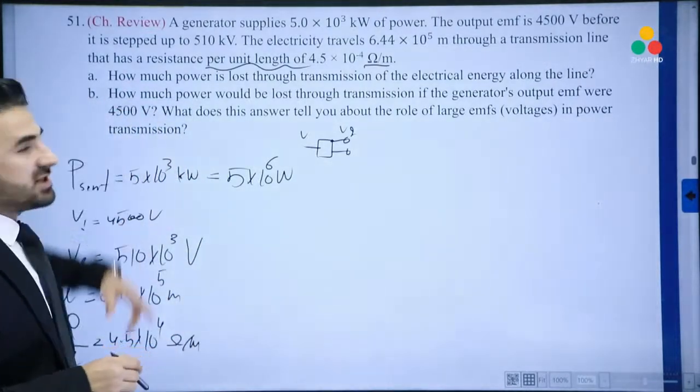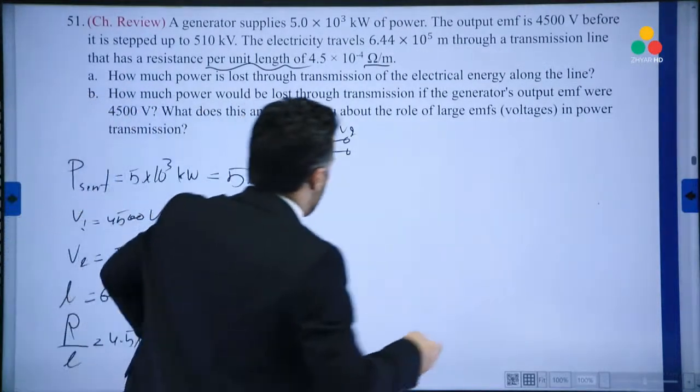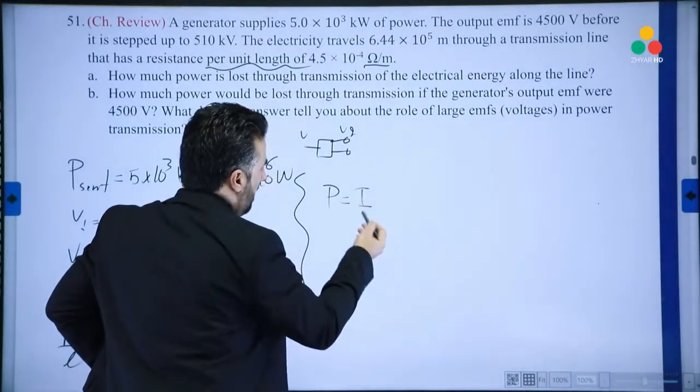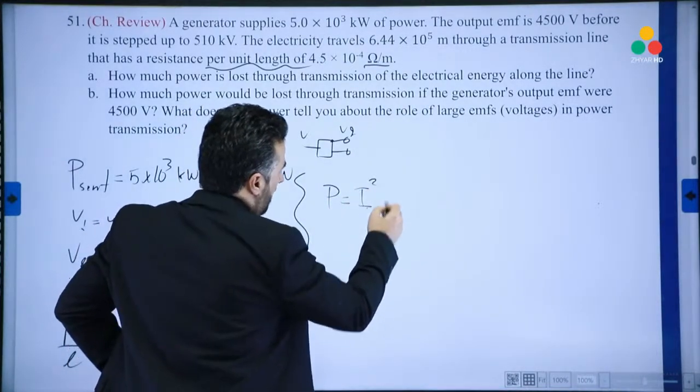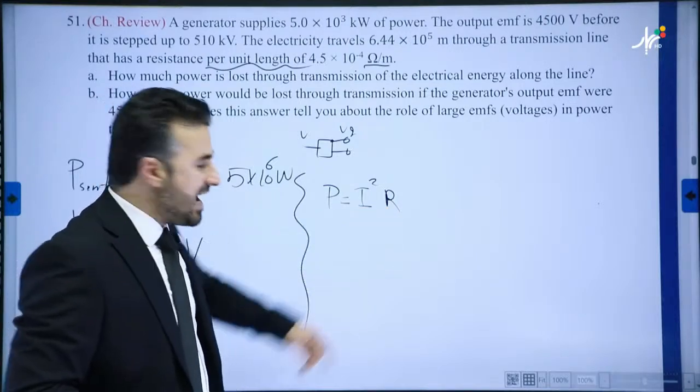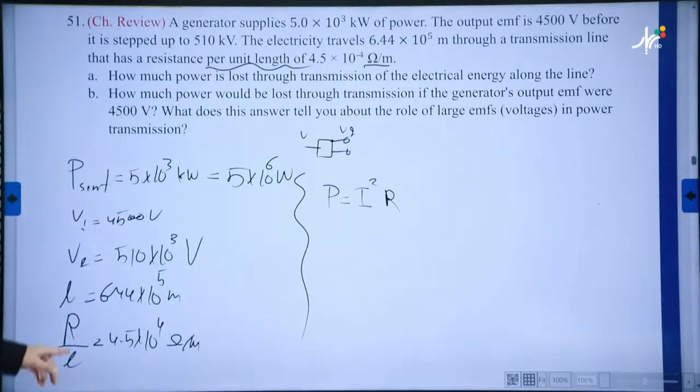It says, how much power is lost? If we want to find the power loss, we do know that power loss is equal to current squared multiplied by the resistance. So let's start with the resistance here. Do I have the resistance? The answer is no, but I do have something else. I have resistance per unit length. So how can I fix this one?